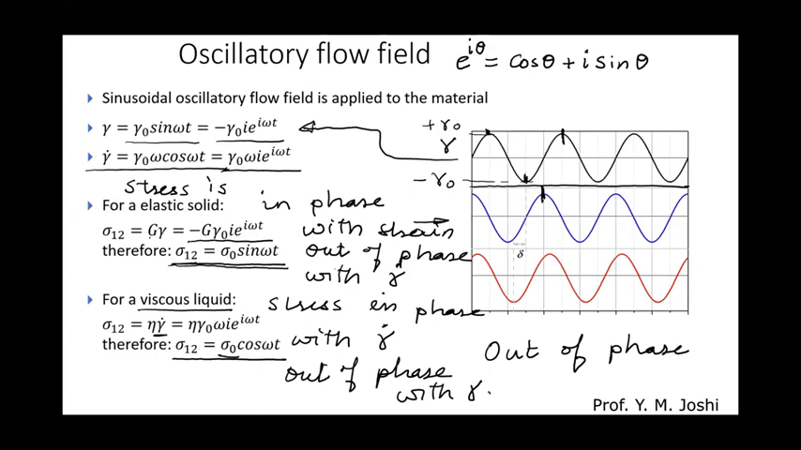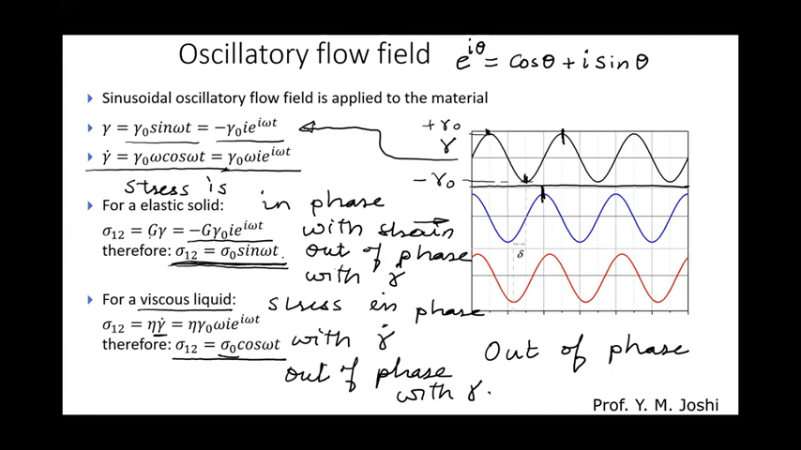All right. So I hope you have understood this particular aspect, that for elastic solid, the stress will have an absolutely identical waveform output, which is sinusoidal in nature and perfectly in phase with the strain, because stress is proportional to strain as far as elastic solids are concerned. For viscous liquids also, the stress waveform will be sinusoidal in nature, but it will be in phase with strain rate, and it will be out of phase with strain. All right, so you should keep this aspect in mind.